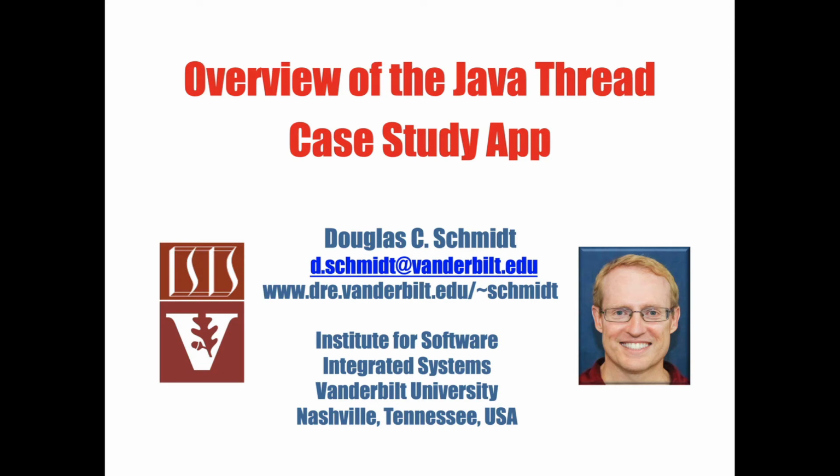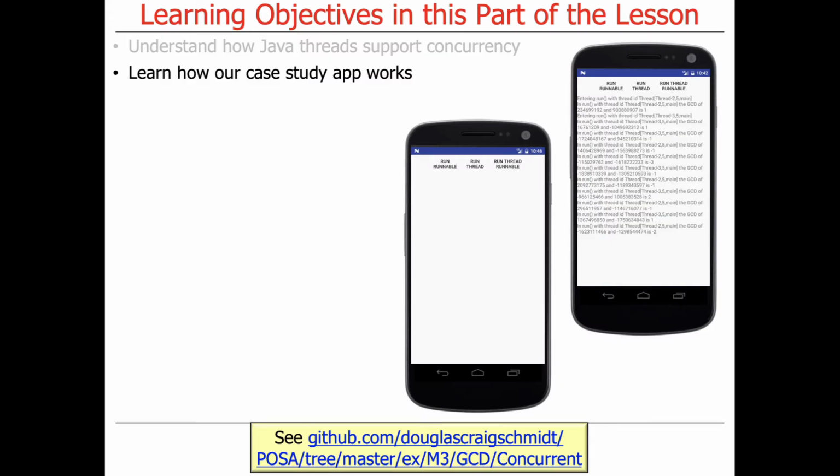What we're going to do now is walk through a case study illustrating how to program Java threads. That will give us something to refer back to as we start diving down into each of the different features of Java threads in upcoming lessons. This particular case study can be obtained at my GitHub repository in this link.